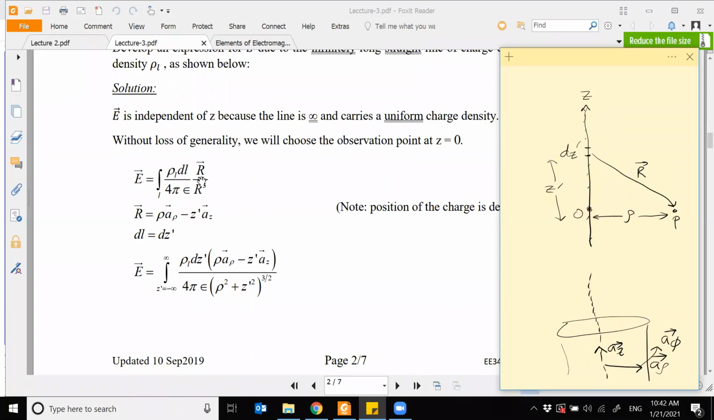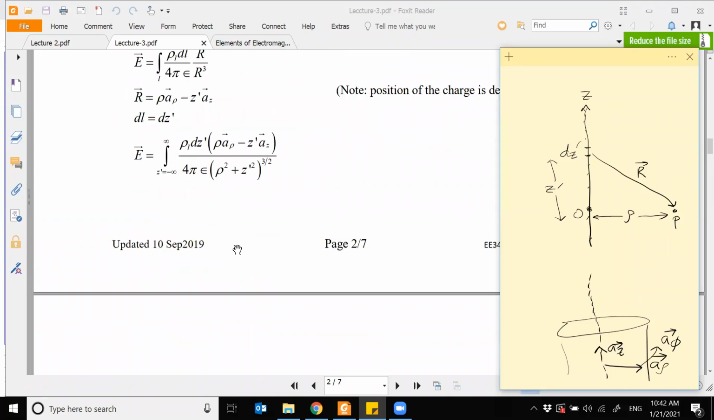Now substitute these two here, and that's it. So you always need to find dl and the distance vector. When you substitute everything here, you are integrating with respect to dz dash. That means you need to integrate over your complete line. Since your line is infinite, the integration limits are minus infinity to plus infinity. Now this is your integral.